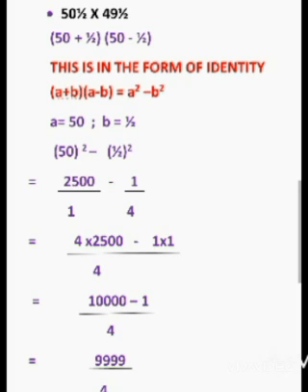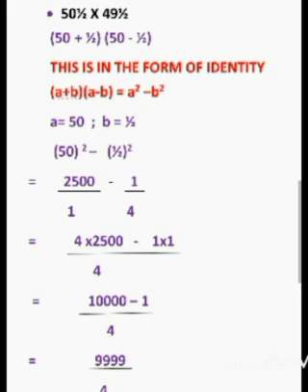51 by 2 into 49 1 by 2. So 51 by 2 you can write as 50 plus 1 by 2. And 49 1 by 2 you can write as 50 minus half. 50 minus half is nothing but 49 1 by 2. So again, what do you observe here children? This is in which form of identity? Yes, it is in the form of the identity (a + b) into (a - b). So (a + b) into (a - b) is a square minus b square. So the value of a will be 50 and the value of b will be 1 by 2.